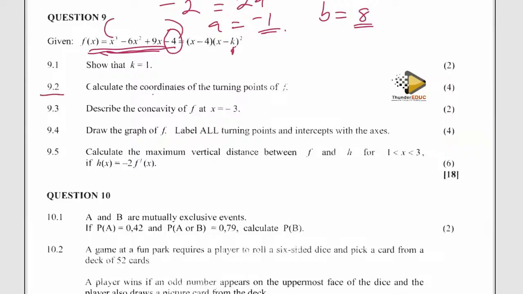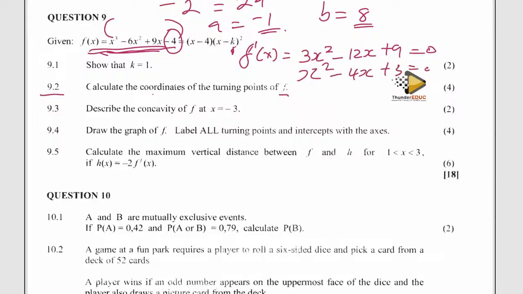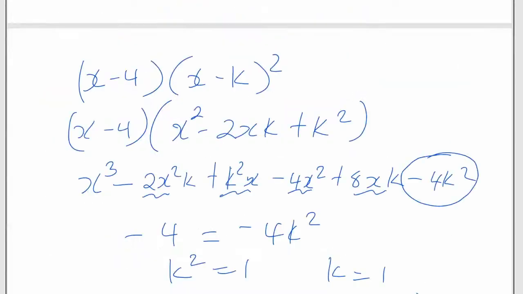All right, then 9.2, they want the coordinates of the turning points. So for the turning points, we need to find the first derivative of f. That's going to be 3x squared minus 12x plus 9. We equate this to 0. When you divide through by 3, you have x squared minus 4x plus 3 is equal to 0. Meaning we have (x minus 3)(x minus 1) equal to 0. Turning points are going to be x is 1 or x is 3. But that is not the answer because we want the coordinates.